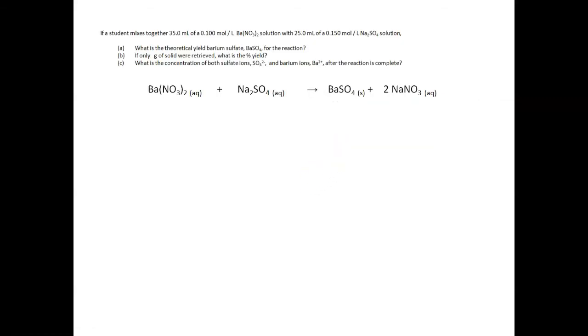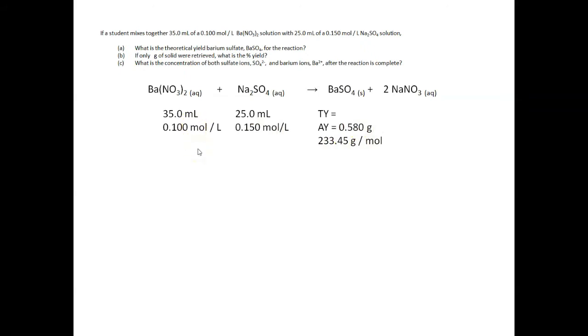Okay, now we know that whenever we start off with these questions, the first thing is our balanced equation, and then we write out our givens. So we know that we have 35 milliliters of that. Remember, when we do our calculations, we have to convert this to liters. We have 25 milliliters of this. We have our actual yield. We get our molar mass from our periodic table, and we were given our concentrations.